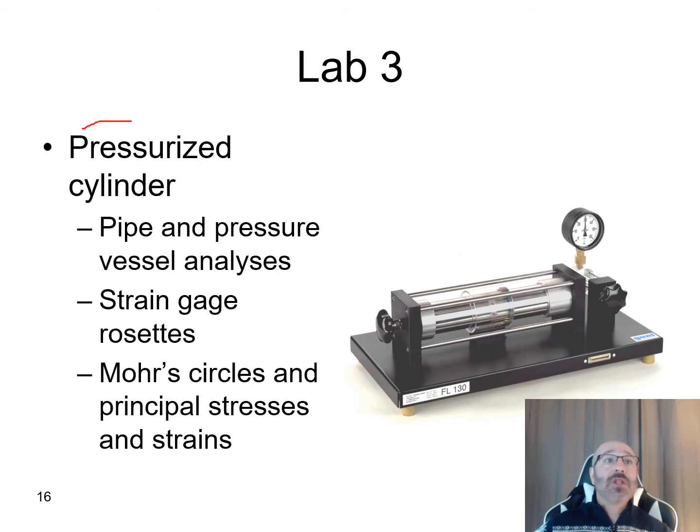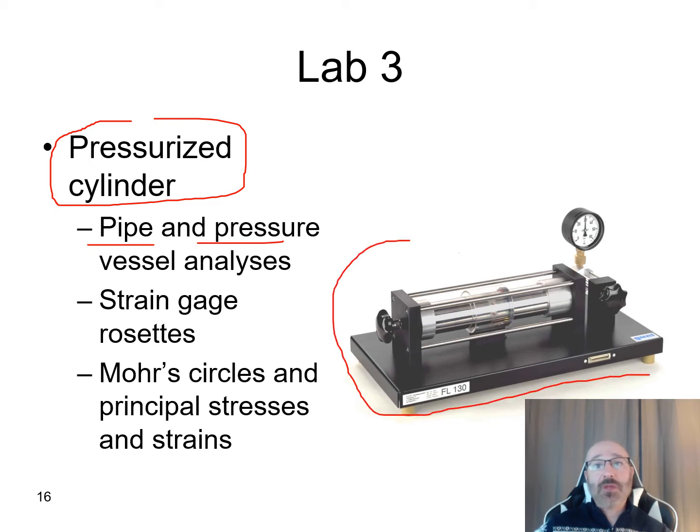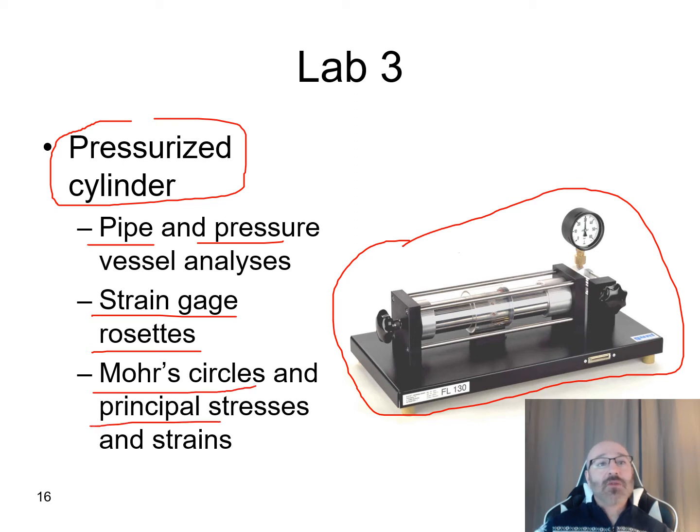Lab 3, we're starting to deal with a pressurized cylinder. So this is going to be a pipe and pressure vessel analysis. You can see here the equipment that we're going to be utilizing. We're going to have some strain gauge rosettes. You're going to need to learn how to use those, or refresh yourself on how to use those, and acquire data from them. And we're using Mohr's circles and some principal stresses and strains for the data analysis.